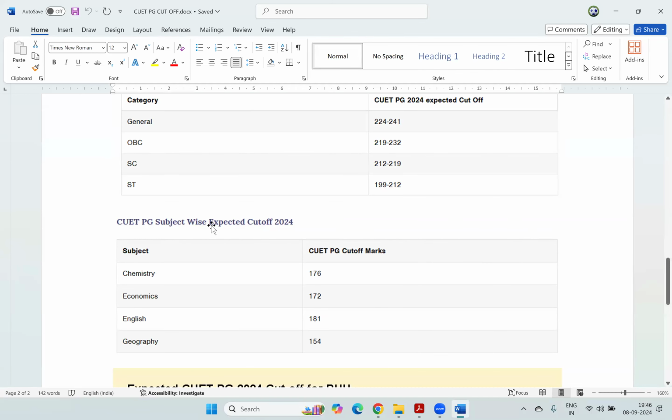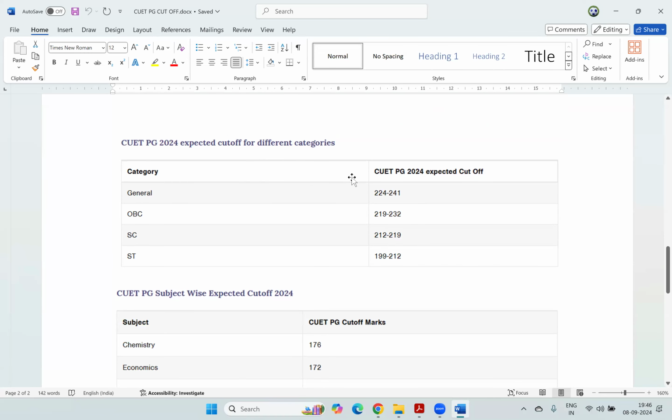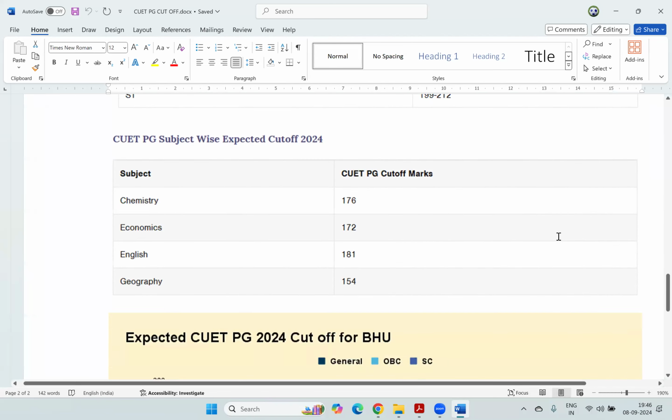Right. So in 2024 the cutoff in geography was 154. Of course, there are different cutoff marks in different categories as specified by CUET. So there are different cutoff ranges in different categories. Please go to the CUET website and find out all the details that are there, right?